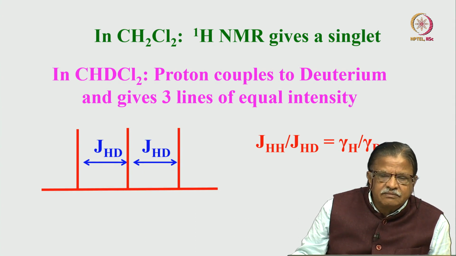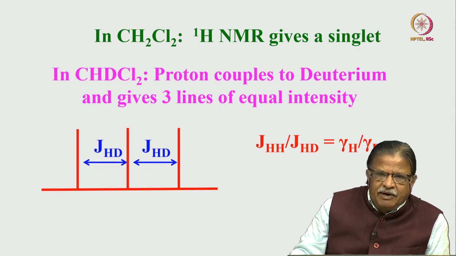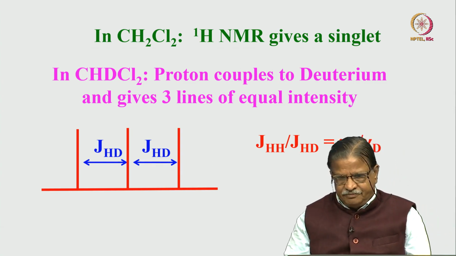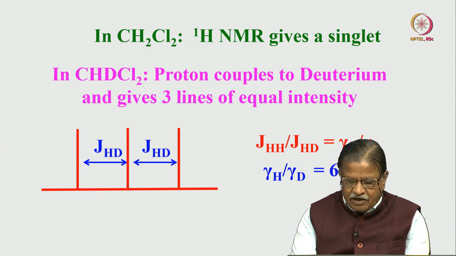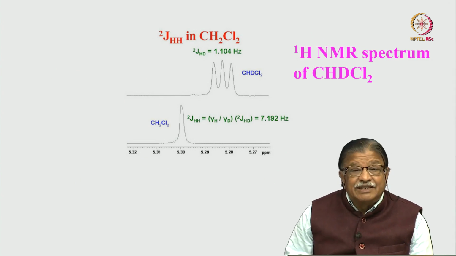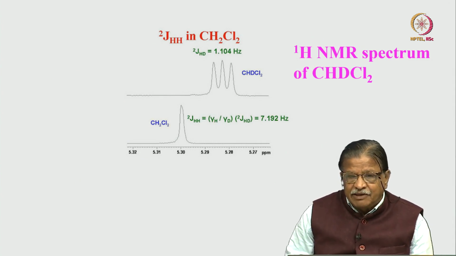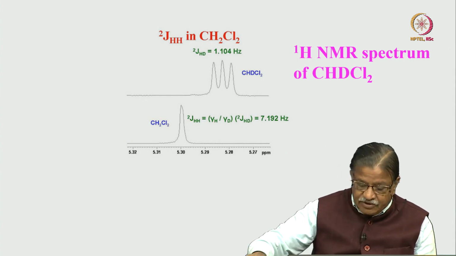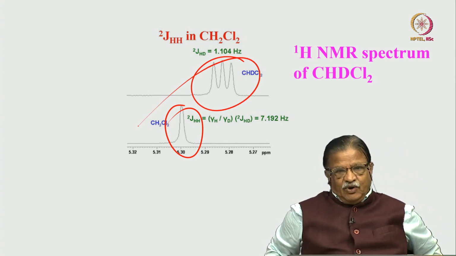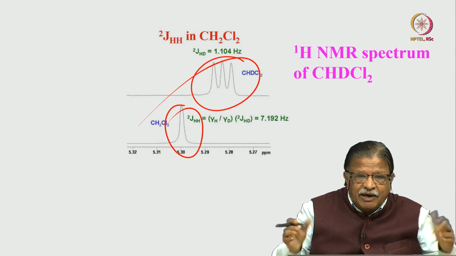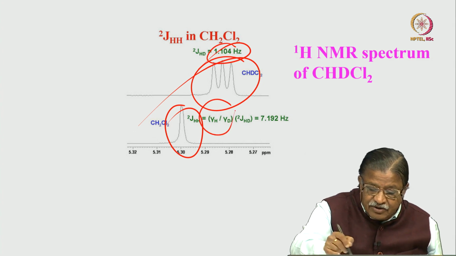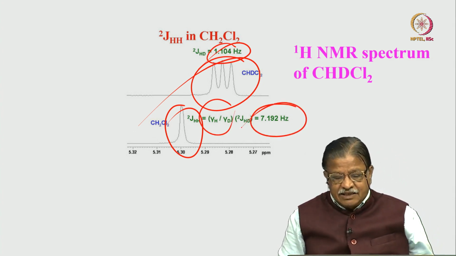Use my formula, JHH over JHD equals gamma H over gamma D, whose value is 6.488, whatever it is, I told you already. Calculate it, gamma H over gamma D, 6.5 or whatever that value is, and you get the coupling. So this is the real spectrum of CH2Cl2. The 1H NMR spectrum of CHDCl2. This is the CH2Cl2 spectrum, which is a singlet. This is replacing one of the protons by deuterium. You got 3 lines of equal intensity. Realistic spectrum. And JHD was measured to be 1.104 here. And then using this ratio, we calculated JHH as 7.192.